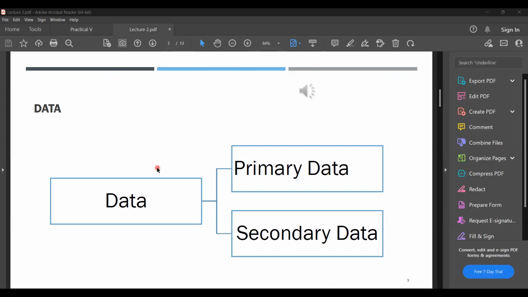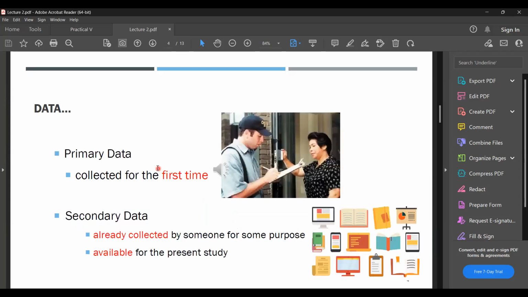Basically, data are divided into two categories, primary data and secondary data. When you are doing a survey, a certain research or a specific study, you can use primary data or secondary data. So I will explain what is primary data and what is secondary data.